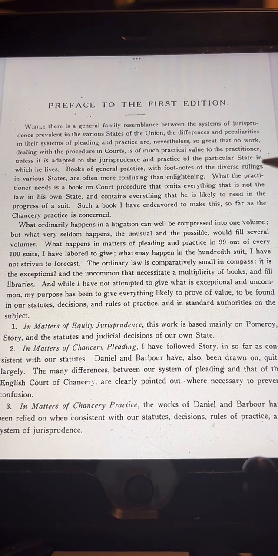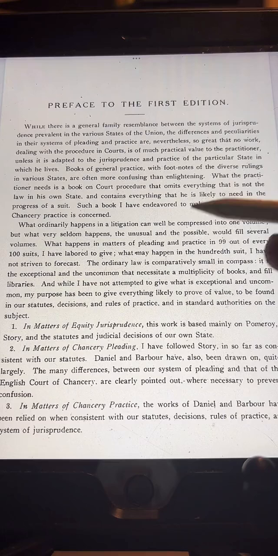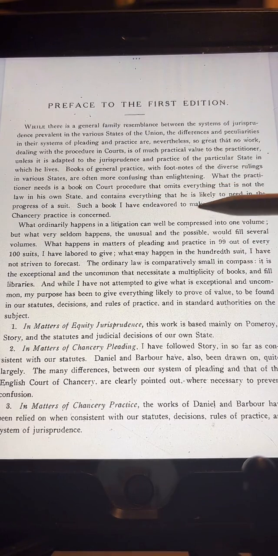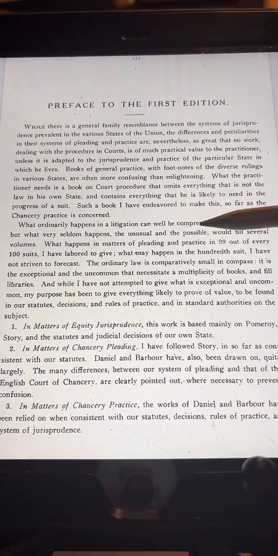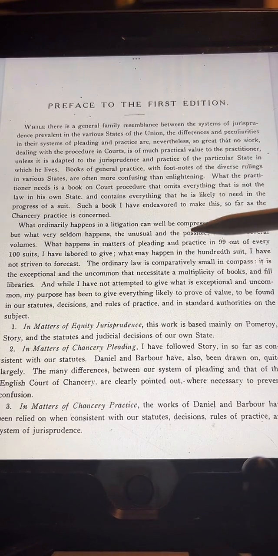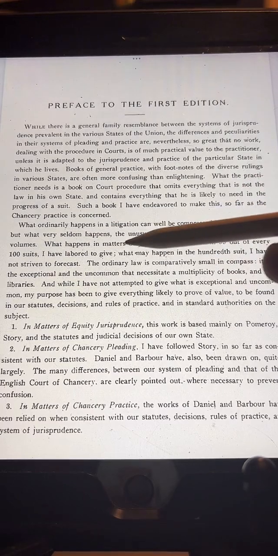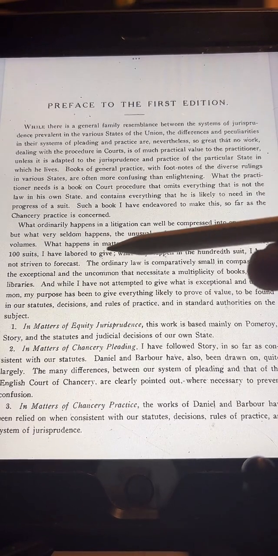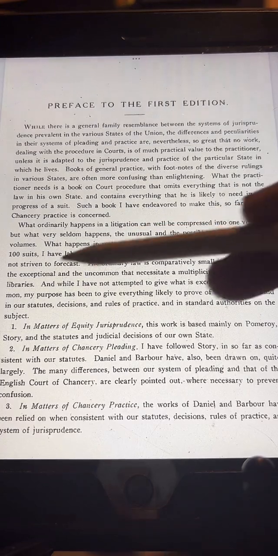Okay? Now, what ordinarily happens in a litigation can well be compressed into one volume, but what very seldom happens, the unusual and the impossible, will fill several volumes. What happens in matters of pleading and practice in 99 out of every 100 suits I have labored to give. What may happen in the 100th suit I have not striven to forecast. The ordinary law is comparatively small in compass. It is the exceptional and the uncommon that necessitate a multiplicity of books and fill libraries.